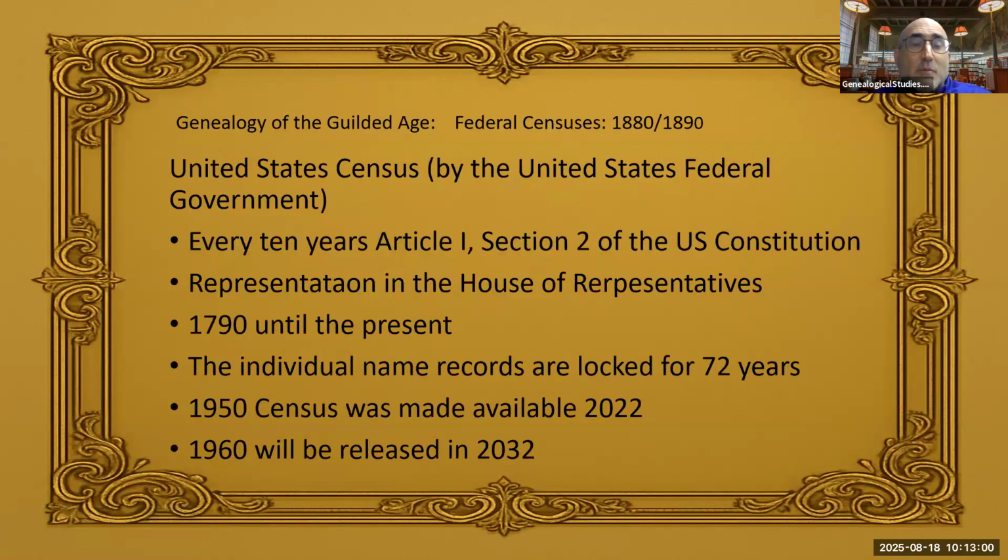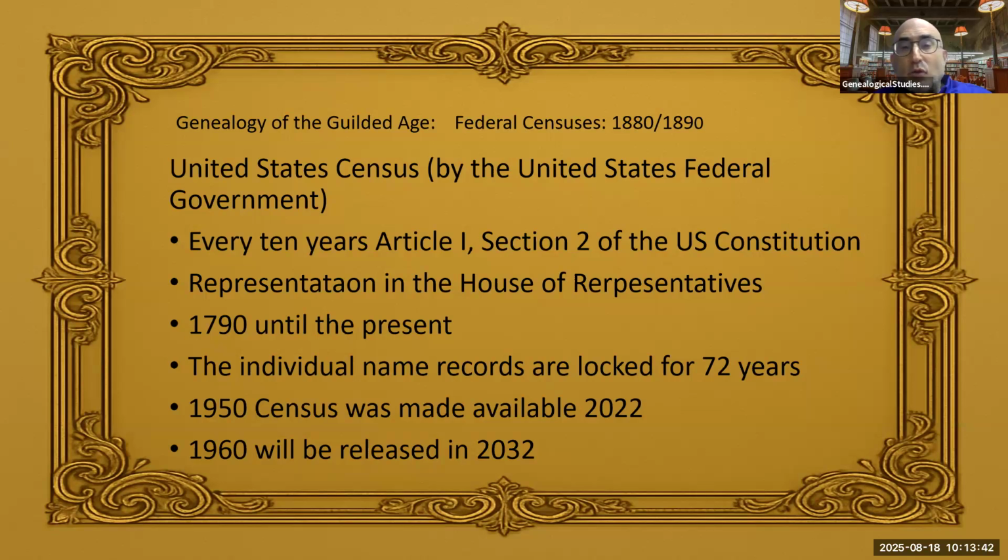So let's talk a little bit more about the genealogy of the Gilded Age. Now, there were two federal censuses taken during the Gilded Age, the 1880 and the 1890. Now, the United States Census is the federal census, all the states. It is mandated by the Constitution, an enumeration, a population census every 10 years. And it just describes things like representation in the House of Representatives. And it's been going on, because it's based on population, from 1790 until the present.